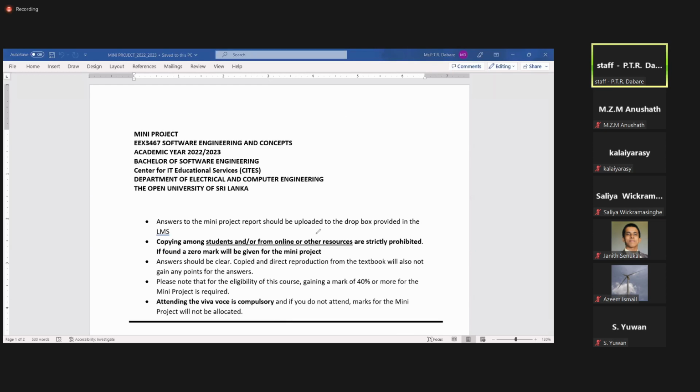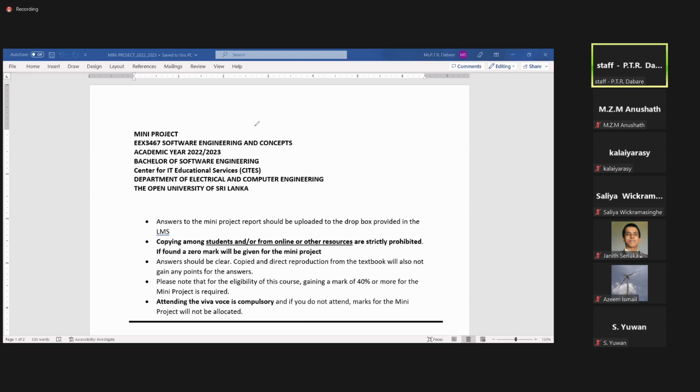Answers to the mini project should be put into the Dropbox. Copying among students and or from other online resources is strictly prohibited. If found, a 0 mark will be given for the mini project. If you search the internet, you will get similar answers, because people outside may also have carried out projects like this and put them up. There are lots of answers out there. But if you put those answers, you will get a 0 mark, right?